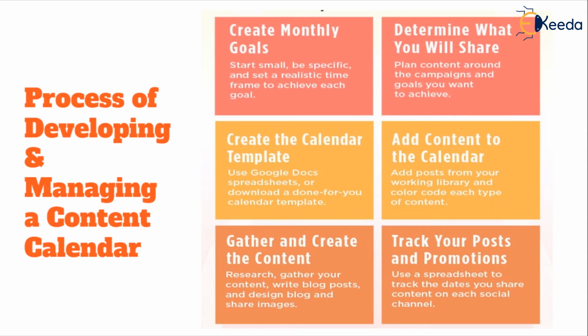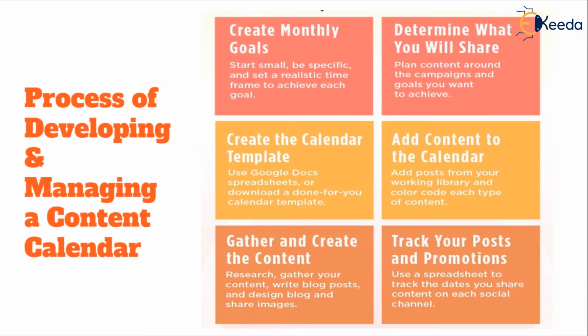Now, the basic process of creating a content calendar is simple. You start by creating your monthly goals, because you have to go 1 month at a time at least. And from there, you land up developing quarterly, semi annual, annual goals, even longer term goals from there. You have to start small, be specific, and set a realistic time frame to achieve each goal.